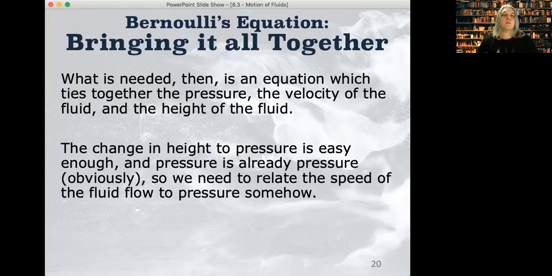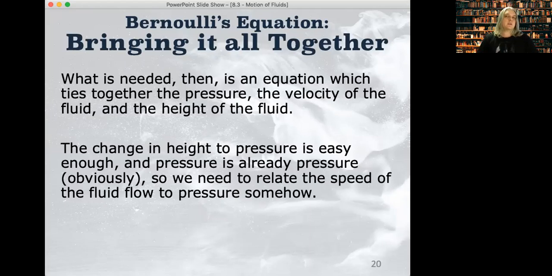And so then we can bring it all together. We've got these different concepts. We've got the pressure itself in the fluid. We've got the velocity of the fluid, and we've got the height of the fluid, so how far up and down the pipe it has moved. The change in height to pressure is easy enough. We already said that one. Pressure is already a pressure, so we can equate those terms quite happily.